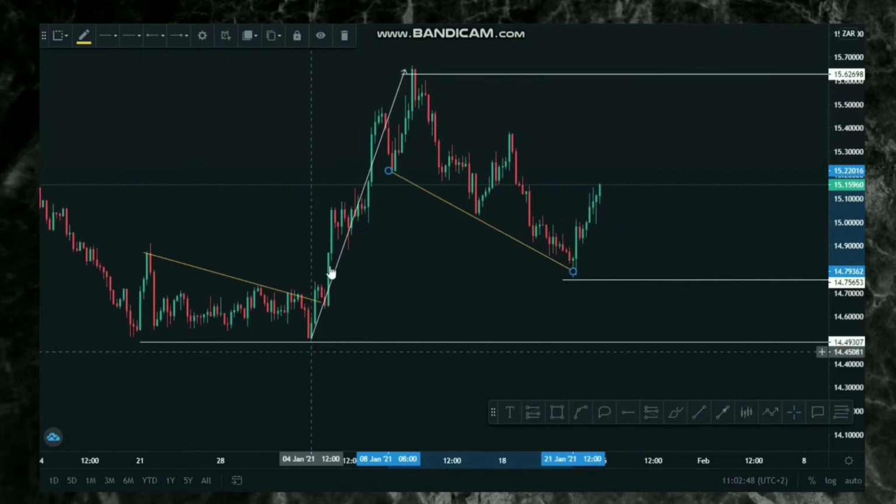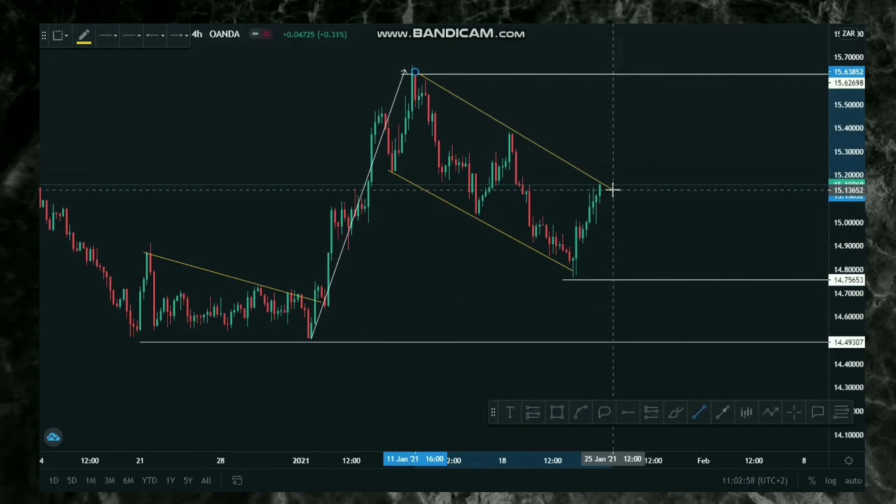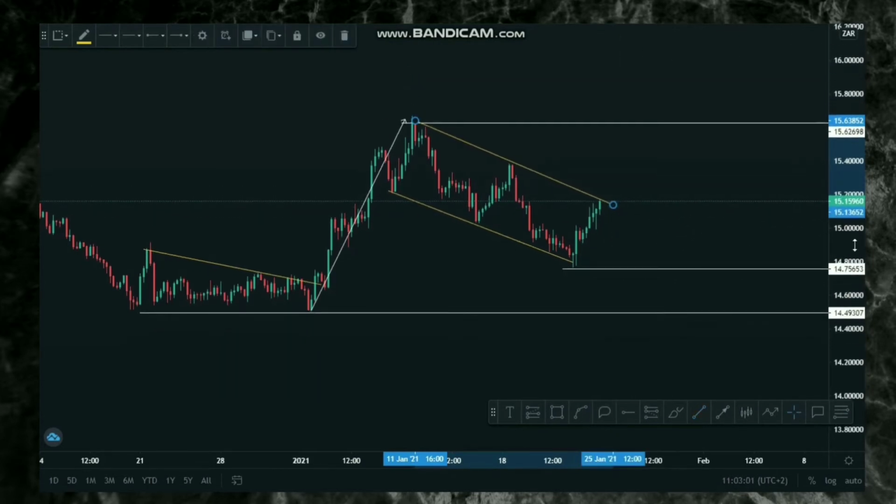As you can see, push to the upside, then a correction, and certain levels were respected in the manner of a bull flag, as you can see here. So currently, what do we expect?